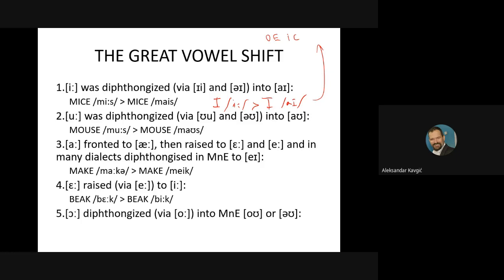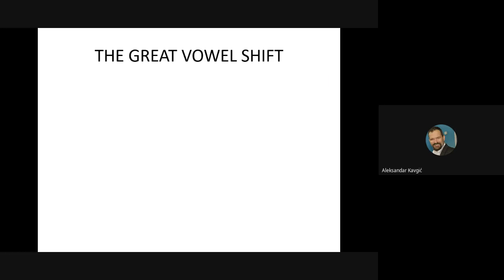Then open O was diphthongized through O into O or O. So that's what gives you out of bought, which is actually the German word, and it's spelled in German with double O. That's what gave you the present day boat. And there are just a couple of other changes.